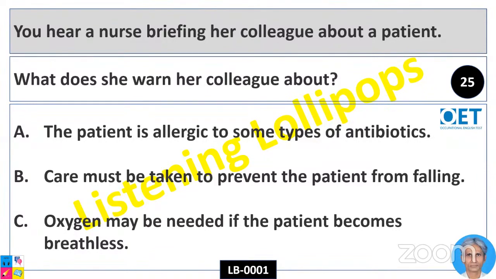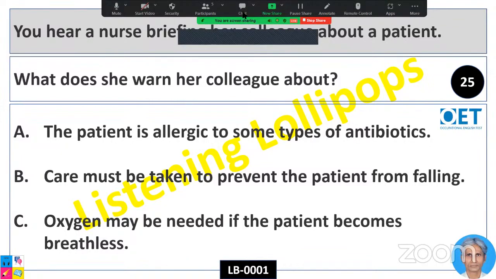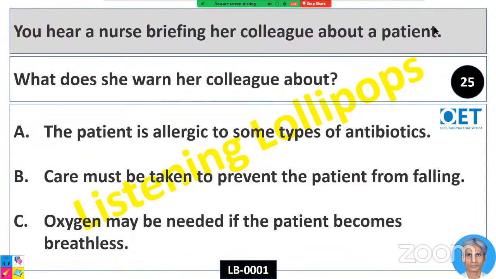You hear a nurse briefing her colleague about a patient. So that means there are two people here. One is a nurse, and the second one is her colleague. Let us try to understand. There's a nurse and there is a colleague. Two people are speaking.